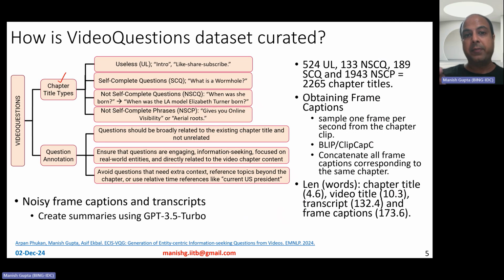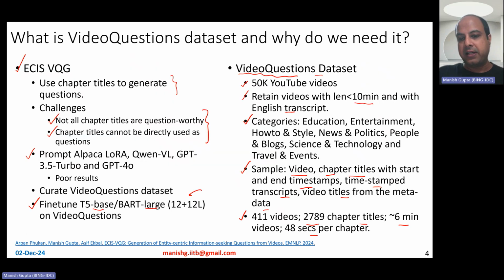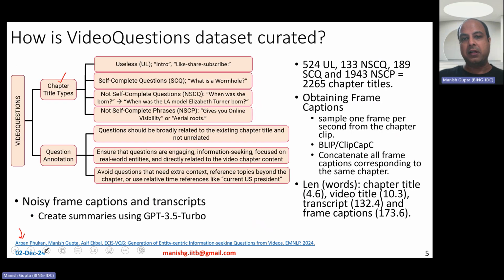And this is all manually labeled, by the way. Arpan, along with the other annotators, labeled this data set. What he did was take these chapter titles and come up with labels, one of these 4. It could be a useless chapter title, meaning intro or conclusion or like, share, subscribe kind of things, which cannot lead to any interesting question, right?